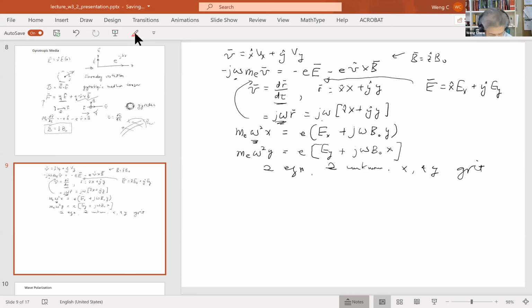But there's a clever way of solving this equation. What you do is multiply the second equation by j and then add the two equations together. Then do it with minus j and add them together. What you find is that you get two equations. If you multiply just with j and add these two equations together, the left-hand side would become that, and the right-hand side would become EX plus j EY.